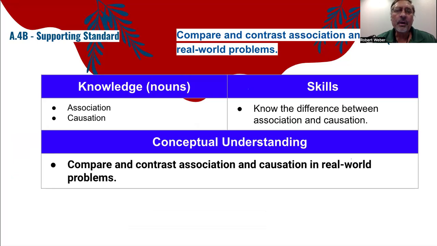4B, compare and contrast association and causation. This is an interesting one because Marty and I always have a discussion about what exactly is. To me, causation basically is: does it cause the other thing to occur? And that's a question I always ask the kids when I teach it. Association, yes, there's a relationship, but causation, one has to directly cause the other.